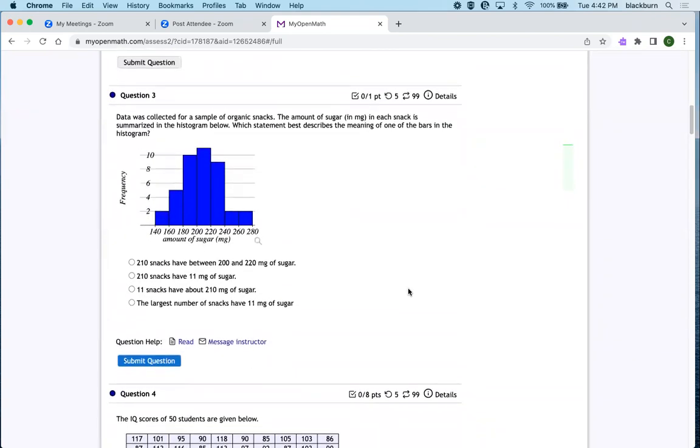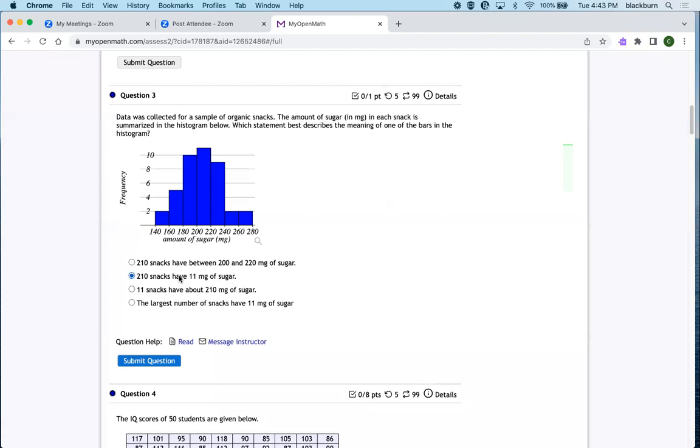That was just reading a bar graph, right? So data was collected, or a histogram, I should say. This is the histogram because it's a frequency. Which statement best describes the meaning of one of the bars in the histogram? So let's see, 210 snacks have between 200 and 220. That wouldn't be right because the number of snacks is over here on the left, right? 210 snacks have 11 grams of sugar.